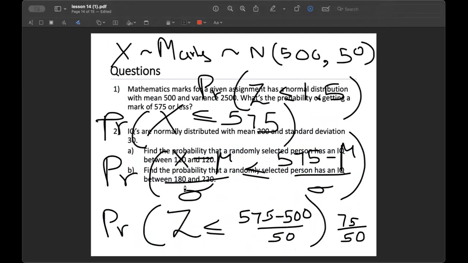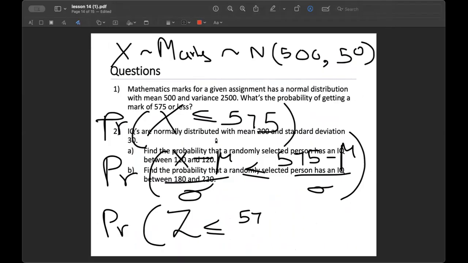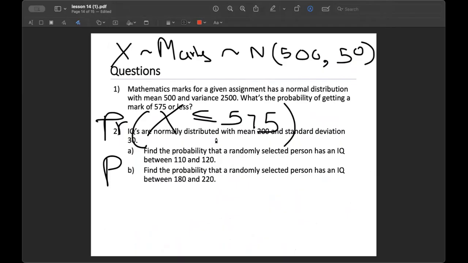Okay. Can you do the second one? Can you try this? Okay.